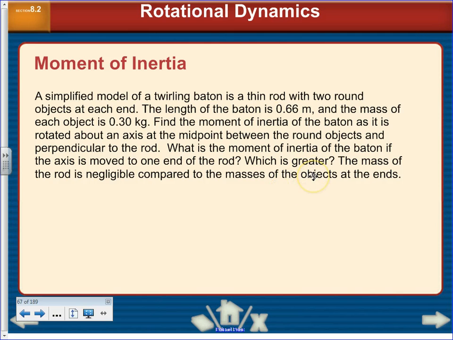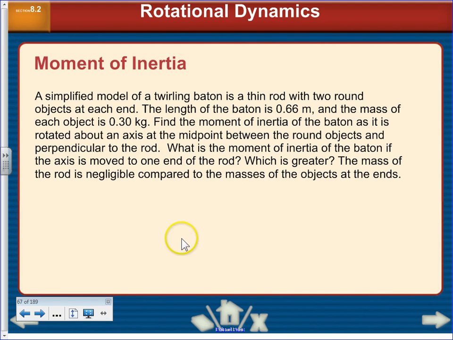Okay, so let's try a problem then. Simplified model, we're twirling a baton. It's a thin metal rod with two round objects on each end. The length of the baton is 0.66 meters. The mass of each object is 0.3 kilograms.